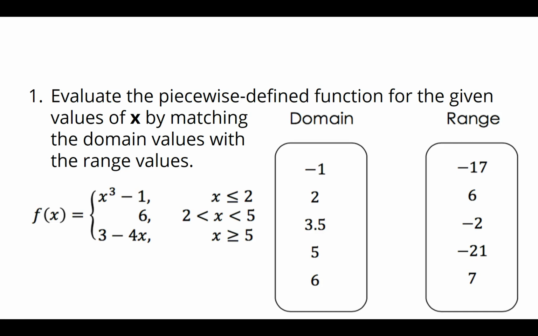Okay? We have new functions. We have x cubed minus 1, only if my x is less than or equal to 2. Then we have 6, only if the x value is in between 2 and 5, not equal to them. And then we have 3 minus 4x, only if the x value is equal to or bigger than 5.